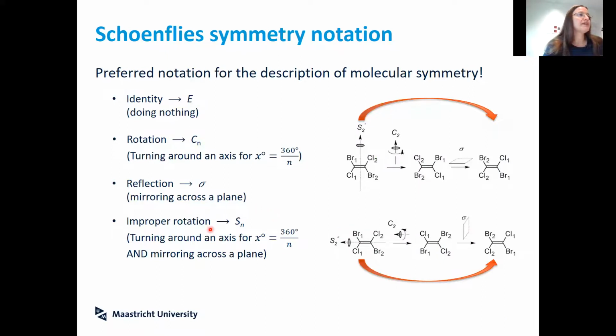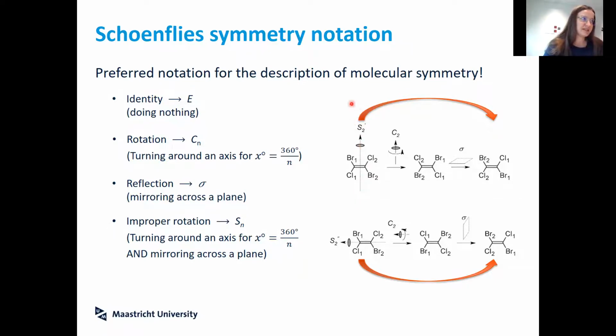Then there is the possibility of having an improper rotation. In an improper rotation, you do two things at the same time. You turn around an axis and then you mirror across the plane. Note how this works. Basically you find yourself with a single element, which is the improper rotation.